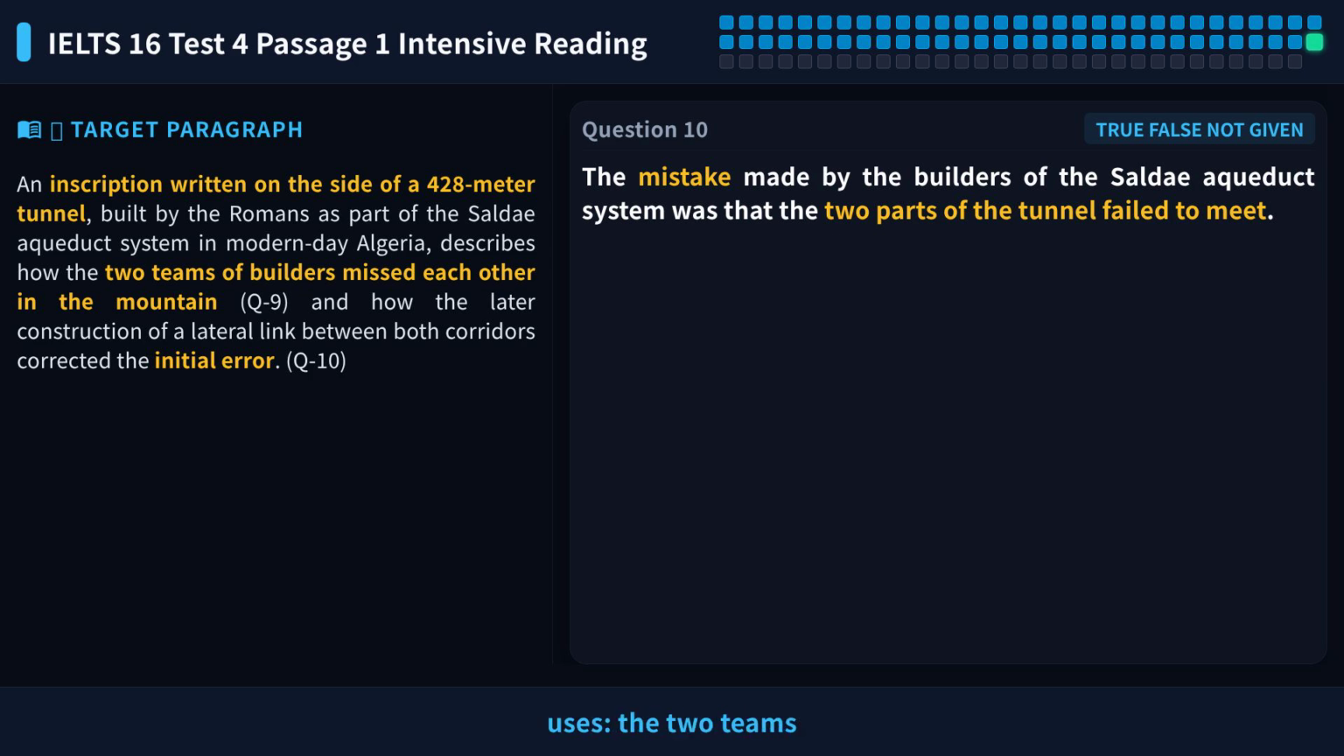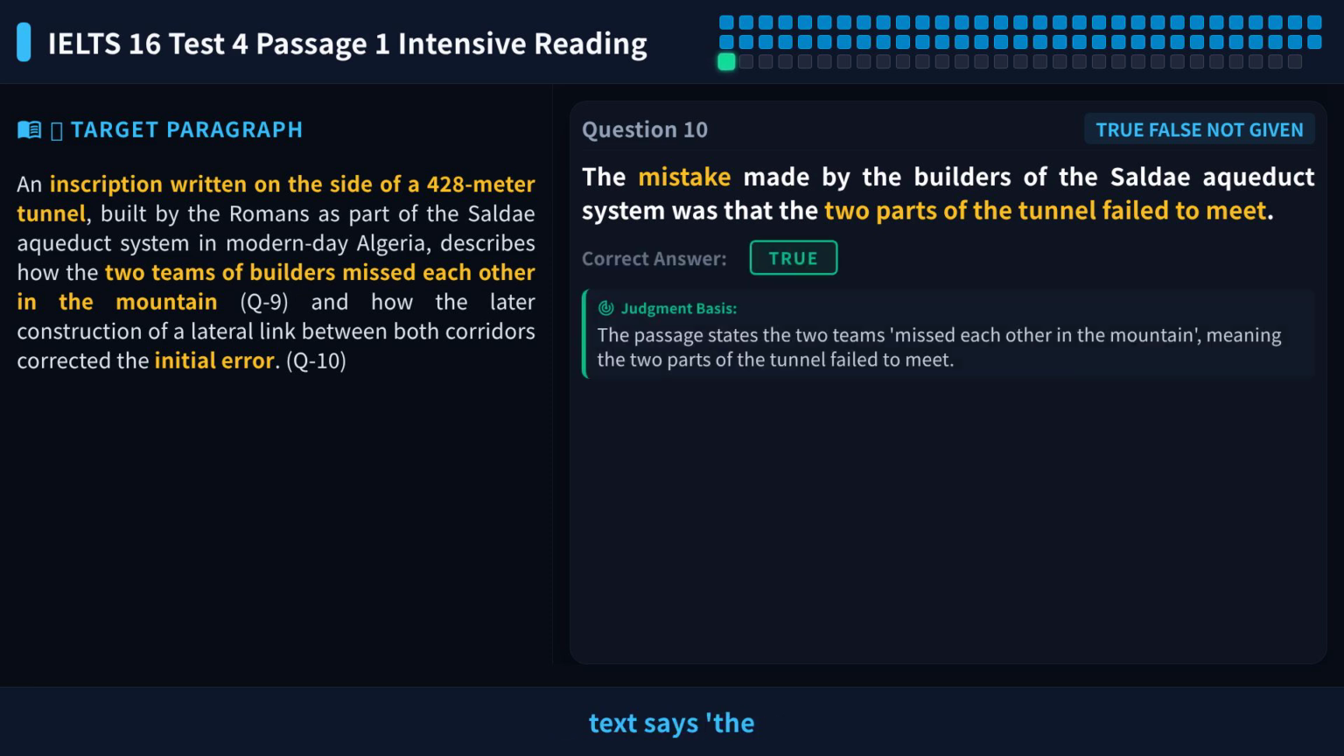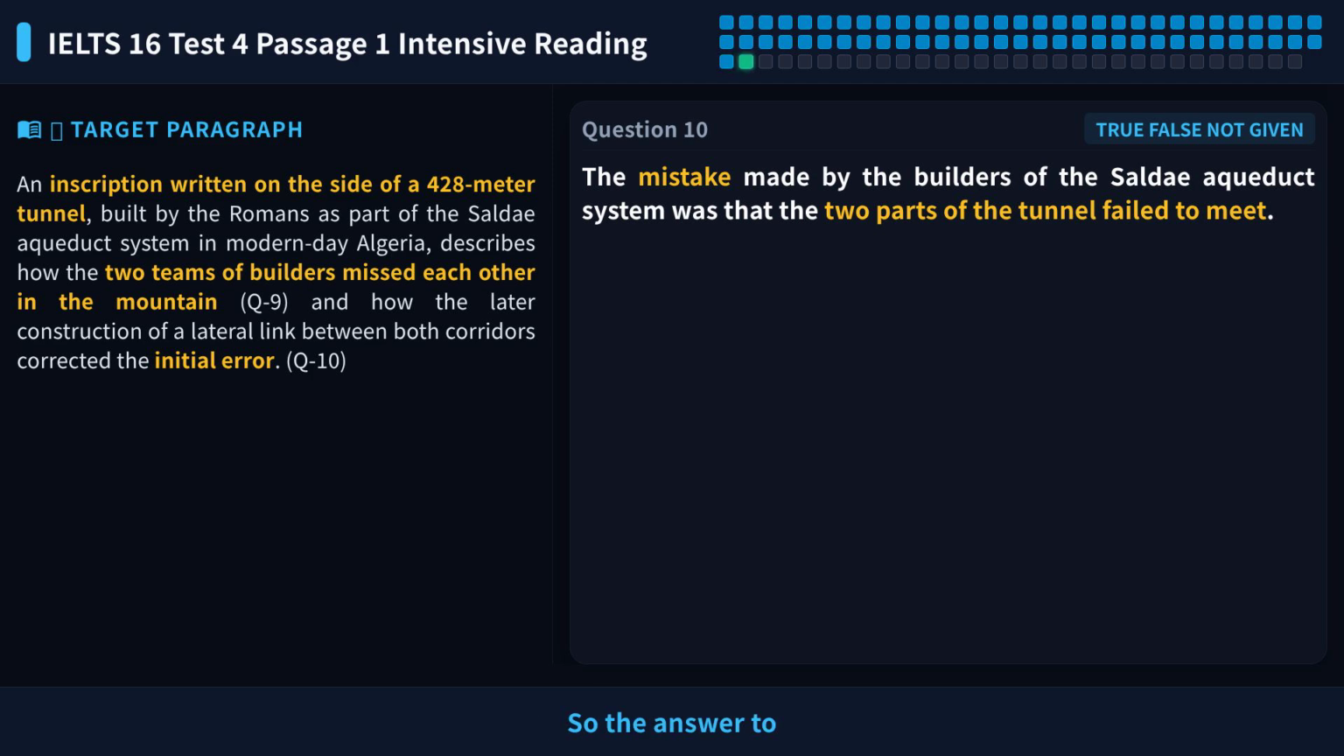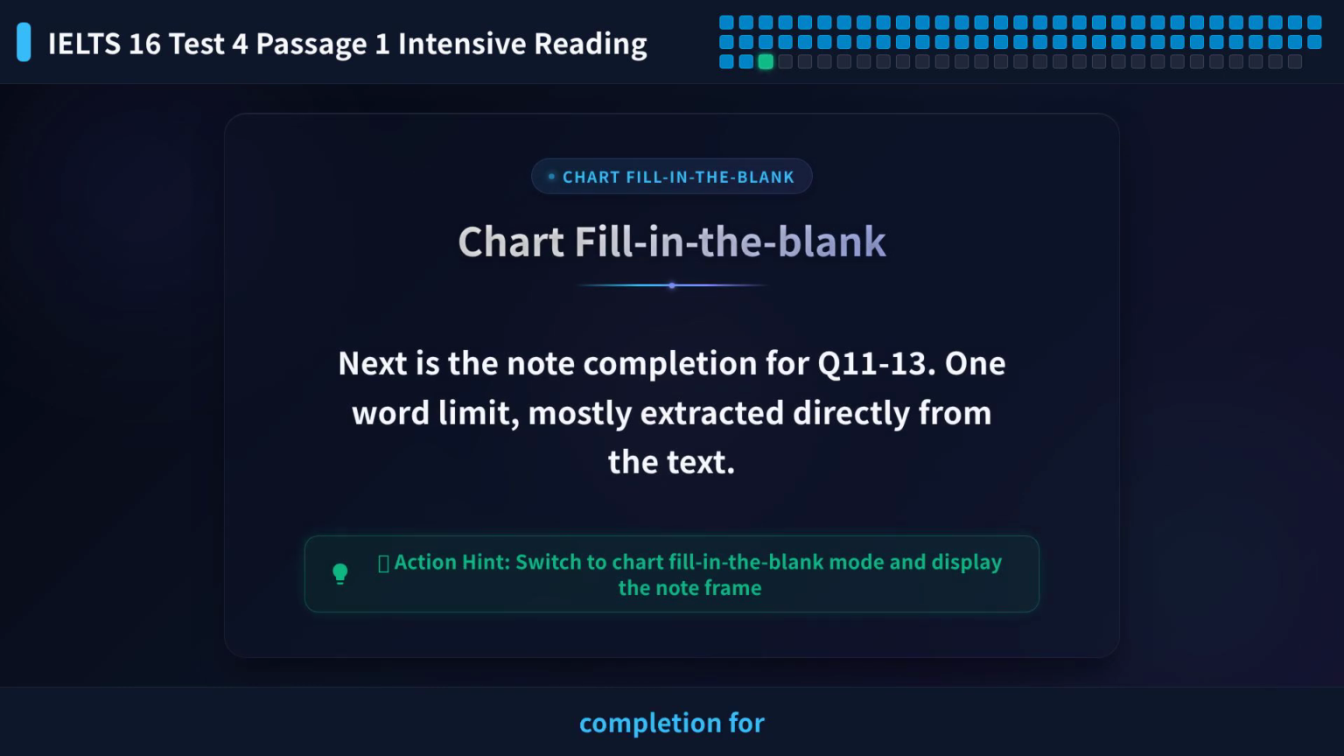The original text uses, the two teams of builders missed each other in the mountain. The statement says the two parts of the tunnel failed to meet, and the text says the two teams of builders missed each other in the mountain. This is a clear synonym replacement. So the answer to question 10 is true. Next is the note completion for Q11-13. One-word limit, mostly extracted directly from the text.